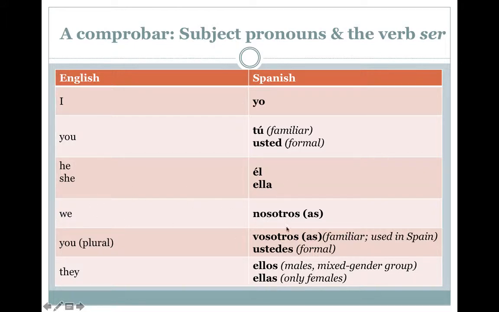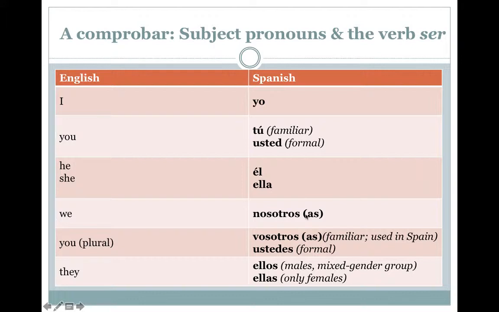And typically in Spanish, things are always masculine or feminine. So if it ends in an O, it's masculine. If it ends in an A, it's feminine. So notice ella, she, one female. It ends in A, ella. If you add an S, it becomes plural.